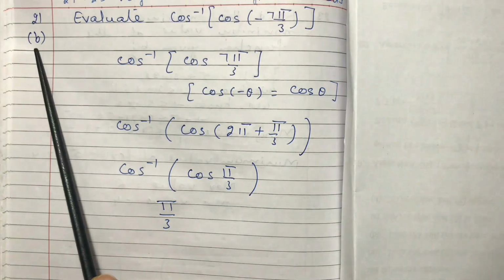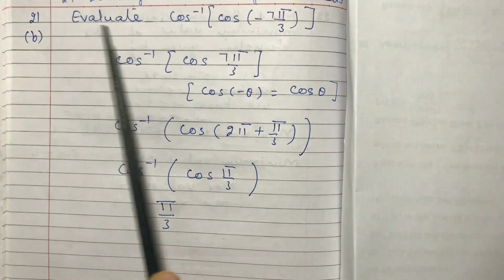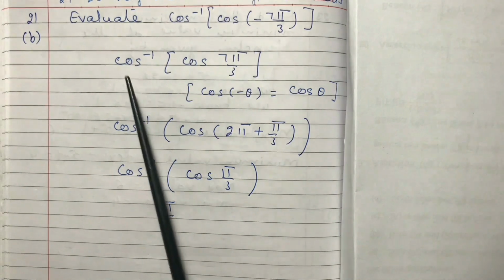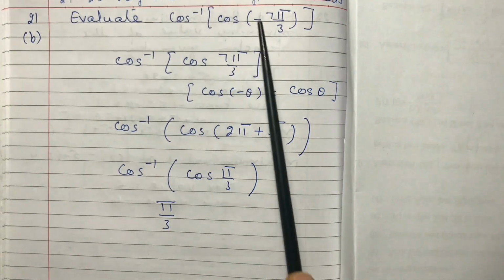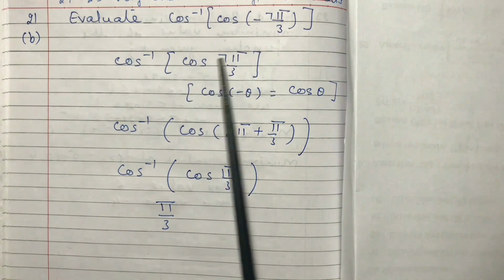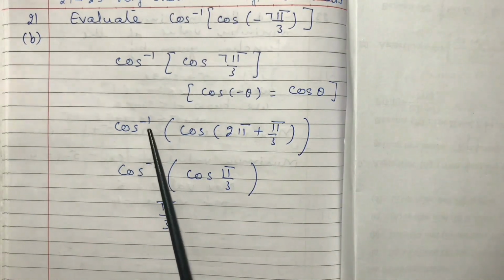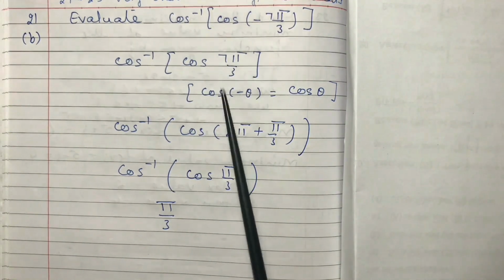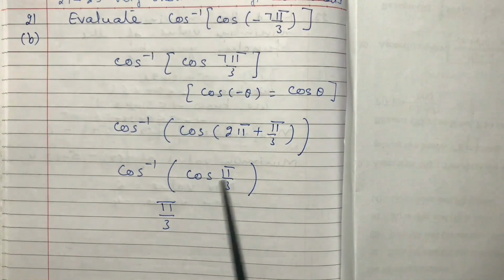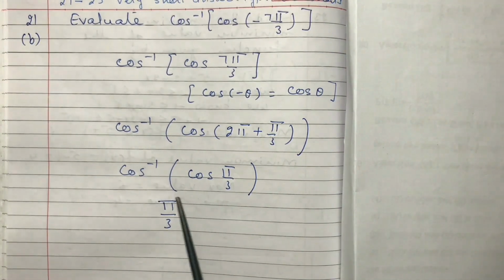Now this is the B part, 21B. Evaluate cos inverse of cos of minus 7 pi by 3. Cos of minus theta is cos theta. So this can be written as cos 7 pi by 3. Cos inverse cos, this thing can be written as 2 pi plus pi by 3. It means cos inverse cos pi by 3. So answer is pi by 3.